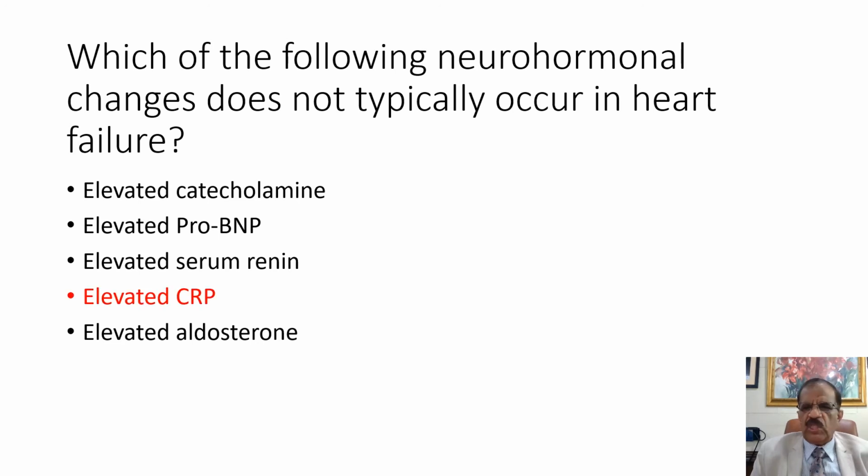It is elevated CRP. Elevated CRP is actually a sign of inflammation. So in heart failure, there isn't much inflammation, whereas all the others are seen in patients with heart failure. Catecholamine is raised, pro-BNP is raised, renin is raised, and aldosterone is raised because the RAS is activated. But in my opinion, there is no reason for CRP to rise unless there is some additional inflammatory condition. Since the question is related to heart failure, this one would be regarded as the incorrect statement.